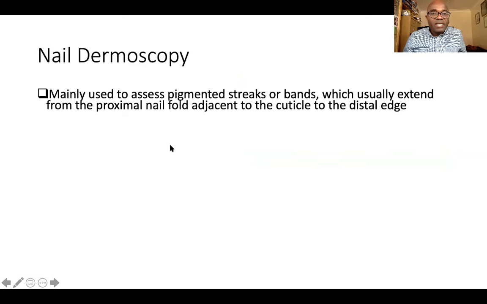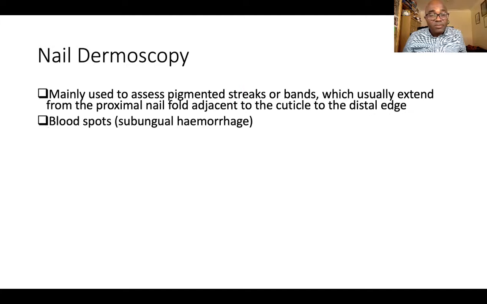So mainly dermoscopy of the nail is used to assess pigmented streaks or bands which usually extend from the proximal nail fold adjacent to the cuticle to the distal edge. Blood spots is important to assess in dermoscopy. Subungual hemorrhage is very, very common from trauma, whether or not the patient noticed it.